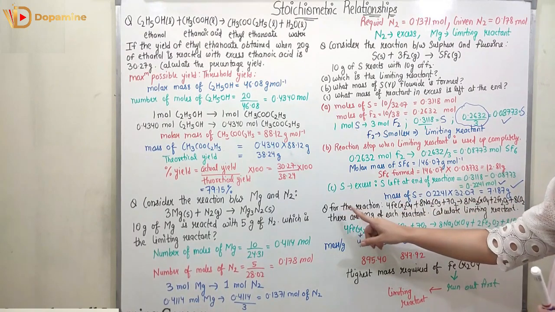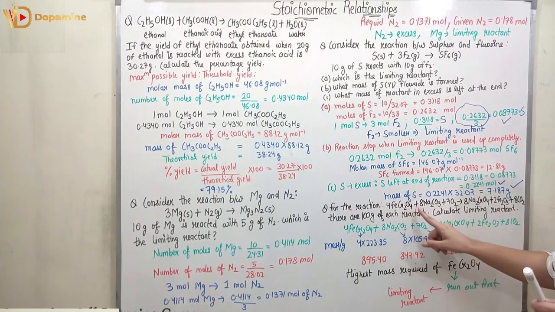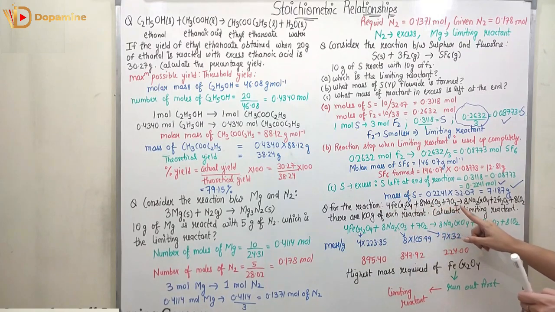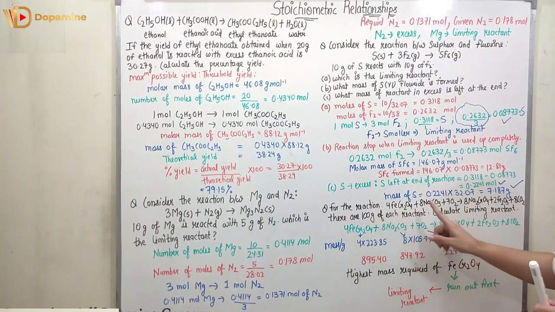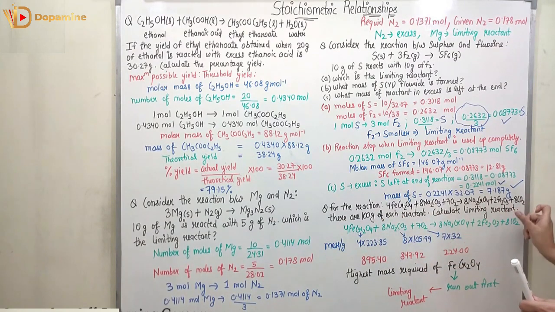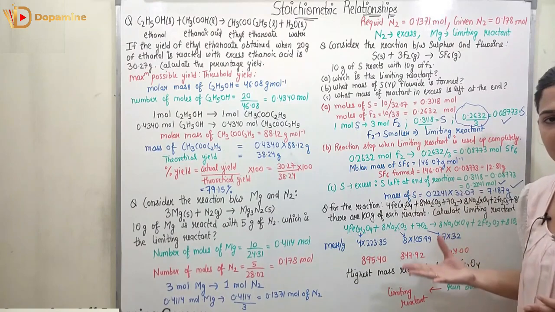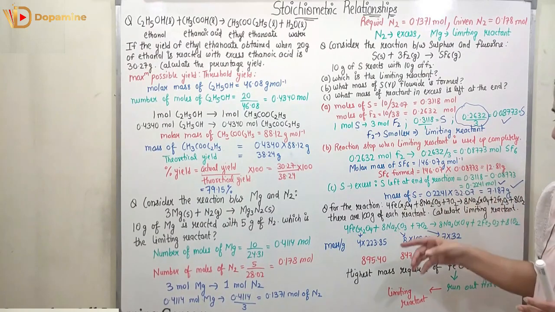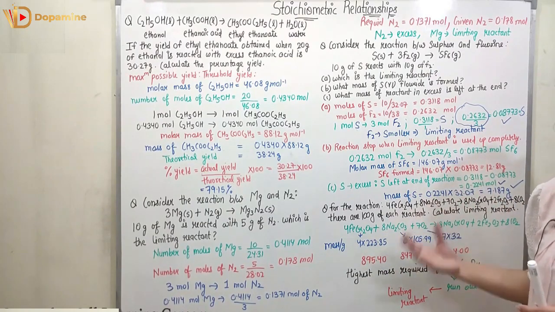Now coming to the next question, for the reaction FeCr2O4 plus 8 Na2CO3 plus 7 O2 gives 8 Na2CrO4 plus Fe2O3 plus 8 CO2. There are 100 grams of each reactant. Calculate the limiting reactant. Here we are not proceeding with the full process that we have discussed. We are going with a shortcut.